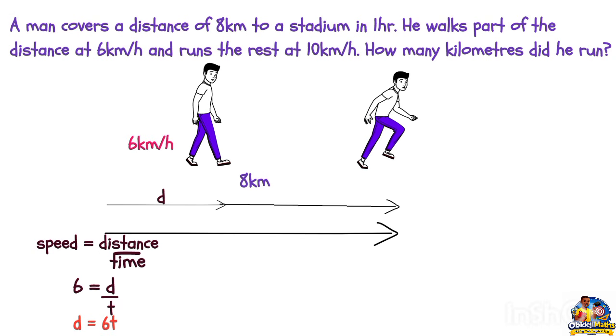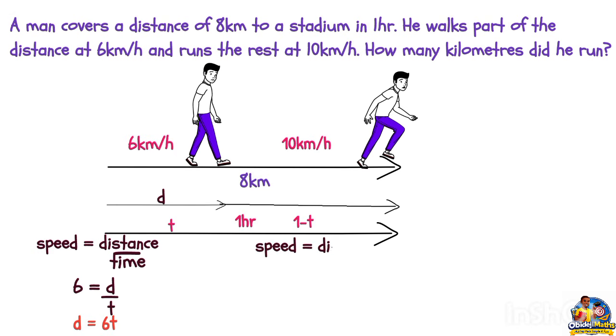So for the second journey, the distance will be 8 minus d, because he used 10 kilometers per hour. Don't forget, total time is 1 hour. The t is the time taken when he was walking. So the time taken while running will be 1 minus t.